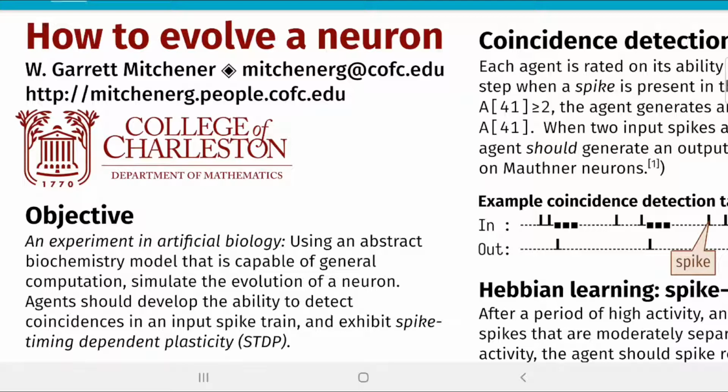My poster is about how to evolve a neuron. This is an experiment in artificial biology. The objective is to start with an abstract chemistry model that is capable of general computation and simulate the evolution of a neuron. Specifically, agents in the simulation should develop the ability to detect coincidences in an input spike train and exhibit spike timing dependent plasticity, which is thought to be a key mechanism in Hebbian learning.